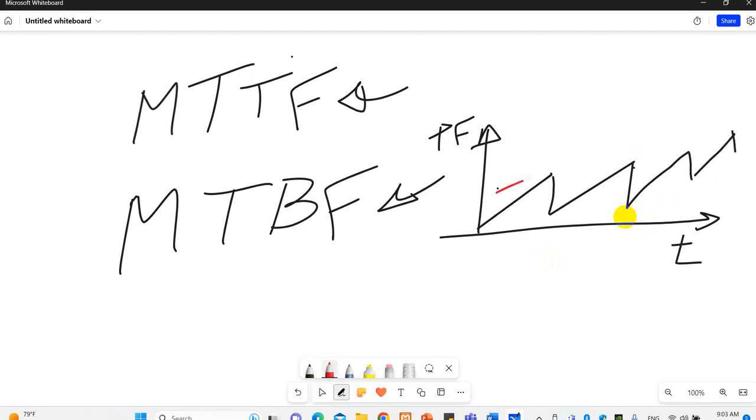But you find that over time it increases. So it's normally taking a positive slope direction in this way. Then over time, the probability of failure increases as well.